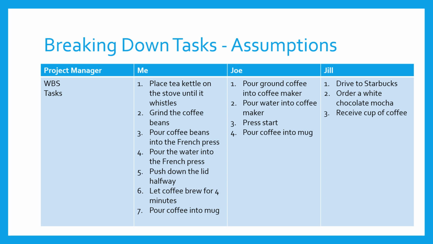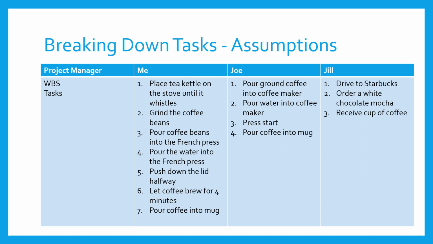Determining tasks can be difficult due to a lack of past project data and incorrect assumptions. Say that we have a project where the deliverable is a cup of coffee. There are 3 possible project managers: me, who is more of a coffee snob and uses a French press; Joe, who uses a standard coffee maker that makes a large pot of coffee; and Jill, who doesn't make coffee at home and prefers to go to Starbucks.